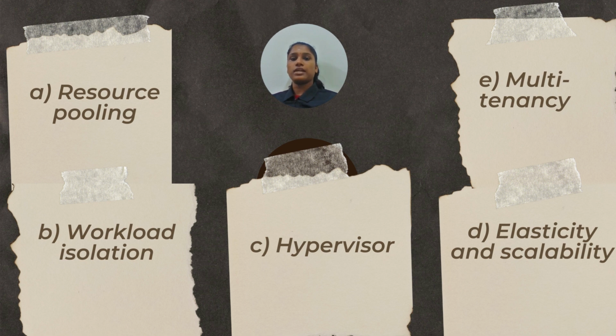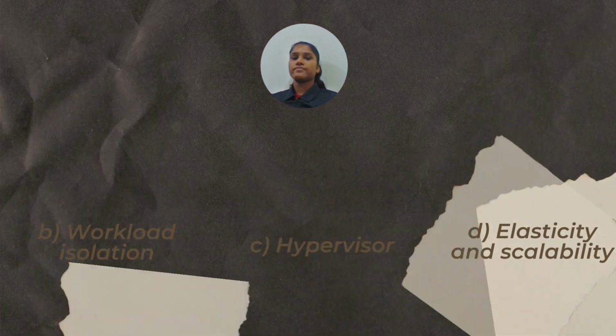The last one is multi-tenancy. Virtualization enables multiple virtual machines to run on the same physical server, each with its own isolated operating system and applications. This allows cloud providers to offer multi-tenant cloud services where multiple customers can share the same physical infrastructure while maintaining their own isolated computing environments.